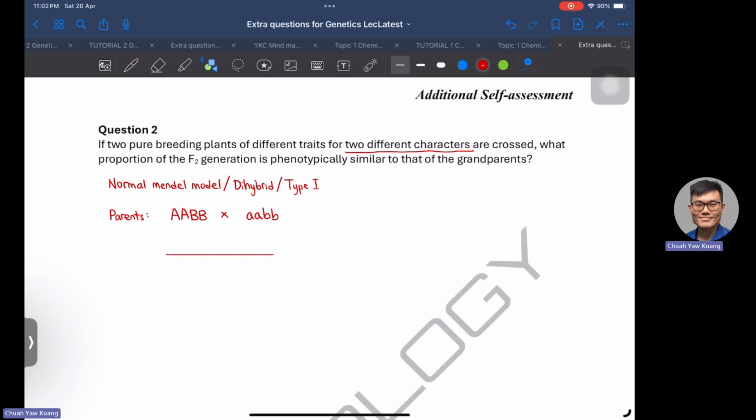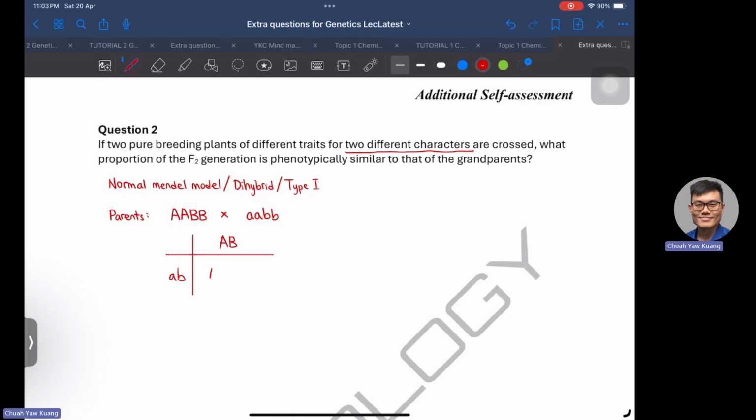To find the gametes, we can just draw the Punnett square. For the first parent, obviously only one type of gamete can be produced, big A, big B, because the rest are also the same, big A, big B. So only one type of gamete can be produced. The second parent can also only produce one type of gamete, which is small a, small b.